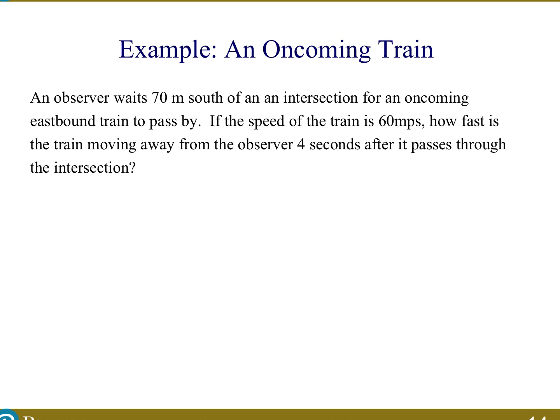So you're standing there waiting for this train to pass you by. The train is traveling east. That's going to be important. The observer is 70 meters south of the intersection, and then we want to freeze this at a moment in time. All right, so here are the train tracks.